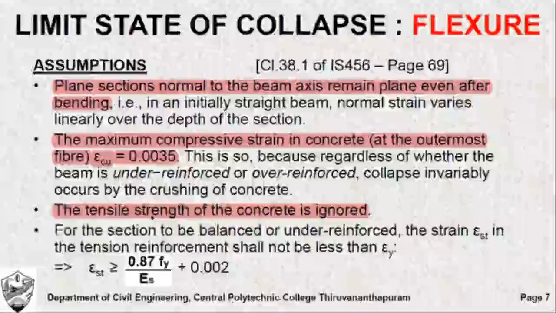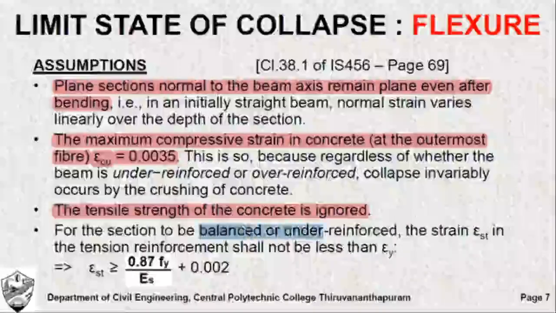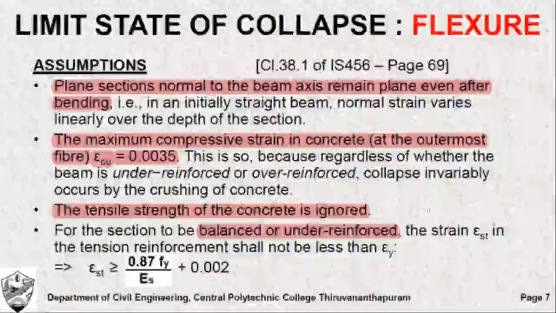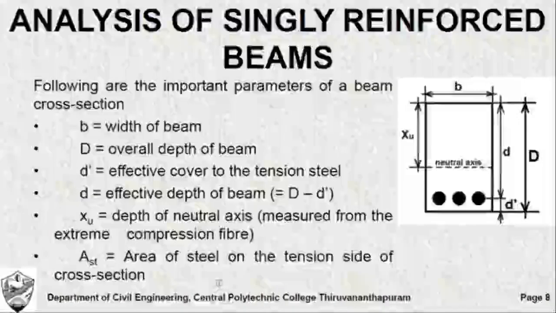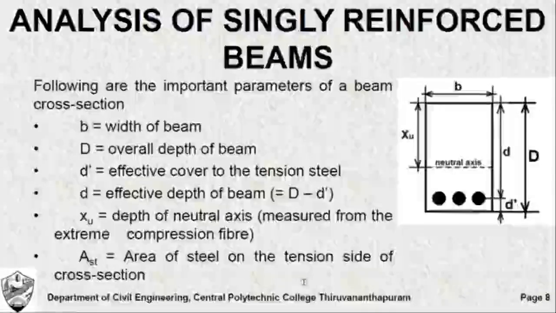Now finally, what is the strain at the level of steel? Since we are interested only in balanced or under reinforced concrete sections, epsilon st, the strain at the level of steel which is subjected to tension, should always be greater than or equal to 0.87 fy by Es plus 0.002. Now coming to the analysis of singly reinforced beams.